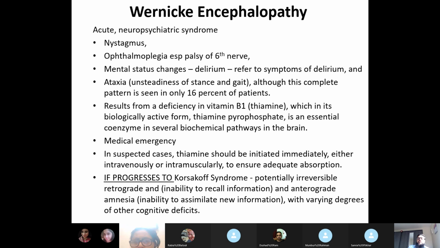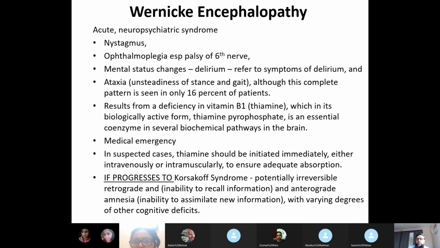Let's go neurological first. The ataxia is also neurological. So the three symptoms are neurological so far. Nystagmus and ophthalmoplegia, sometimes people combine them as ocular symptoms, and then they say it's a triad, but we can separate the two. So nystagmus and ophthalmoplegia are related to the eye. Then the third is ataxia, unsteadiness of stance and gait.